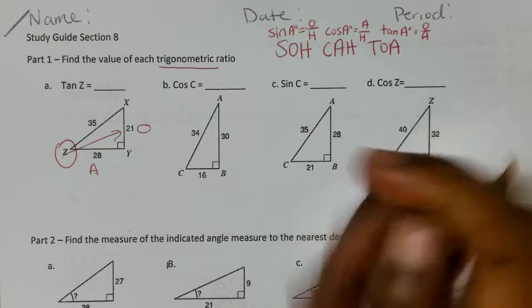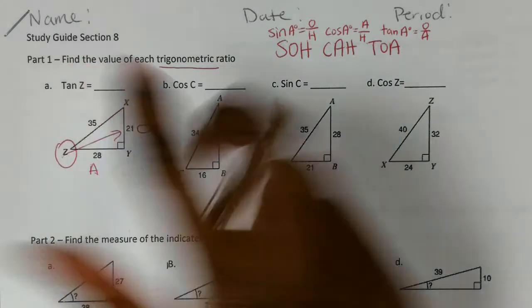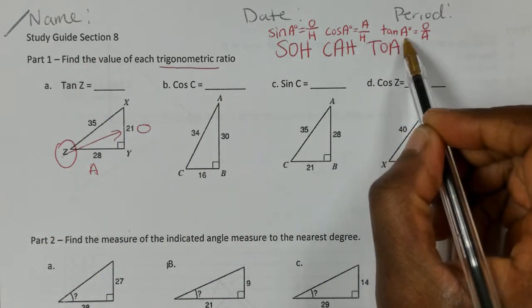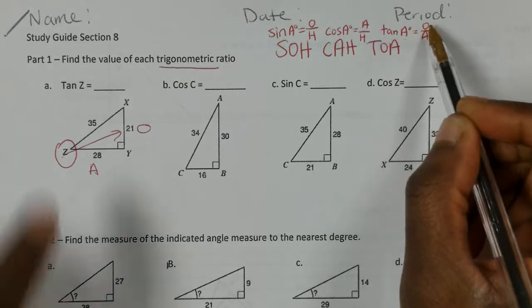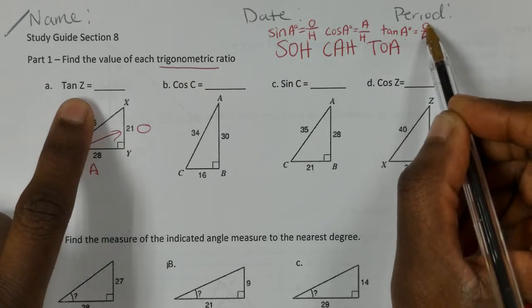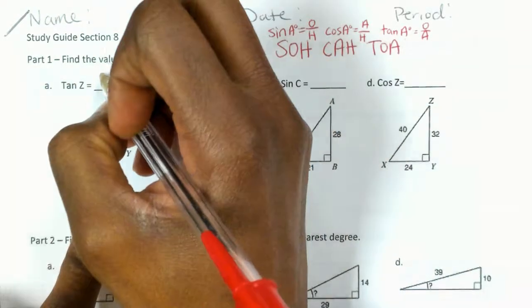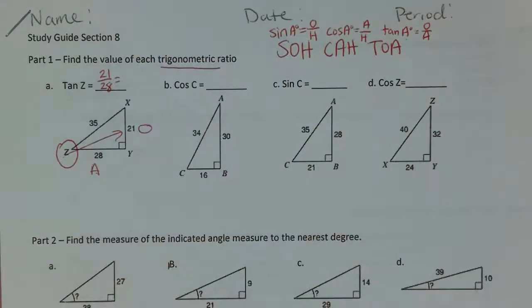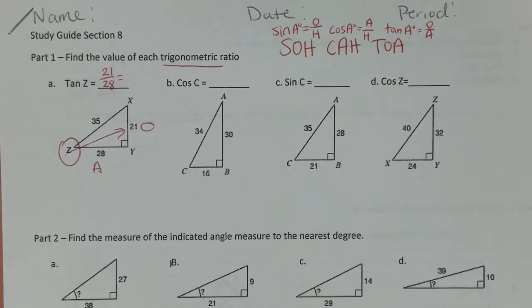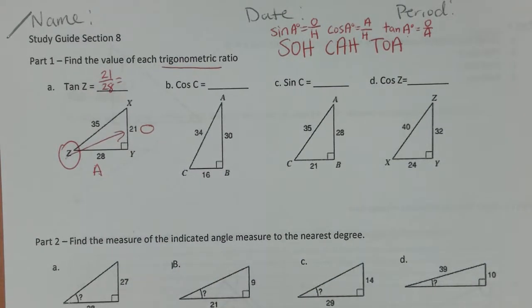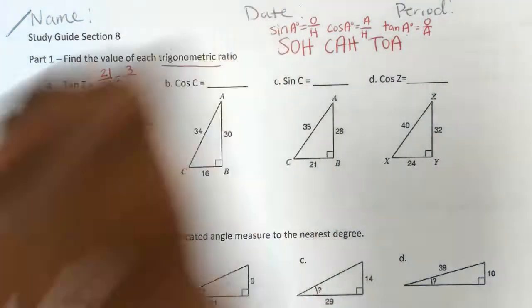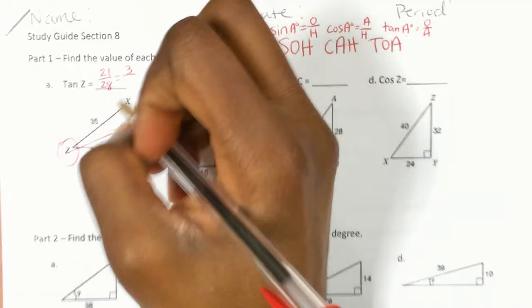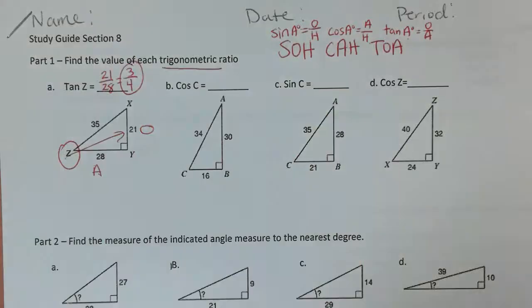So tangent would be, and the equation is already half written for you. They already wrote this part of the equation. So we're just writing what's on the opposite side over what's on the adjacent side. So we're writing 21 over 28. Okay. 21 over 28 can be simplified. So we would do that by dividing each of these by 7. 21 is divisible by 7 and it gives us 3. 28 is divisible by 7 and it gives us 4. So 3/4 would be our simplified version of the answer.